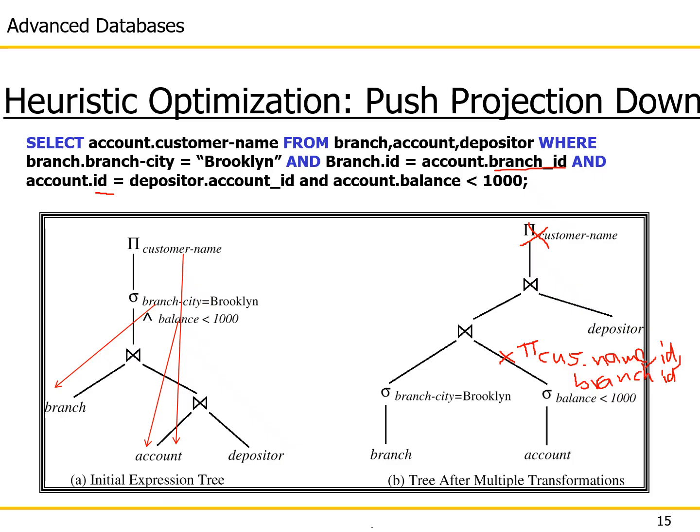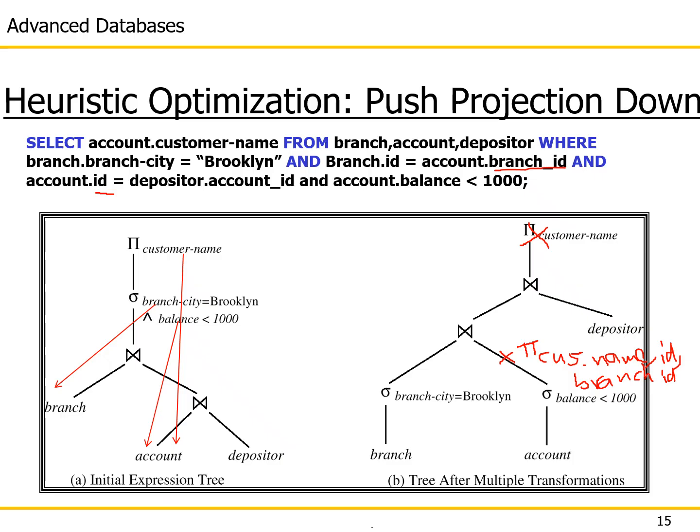So customer-name is in the account table. So I will start by considering that I need to propagate upward customer-name. But this is not the only column I need. I also need a column that will enable me to join account and branch. So I will project customer-name and also, can you guess which one? It's going to be account.branch_ID. I need to propagate that one up as well.